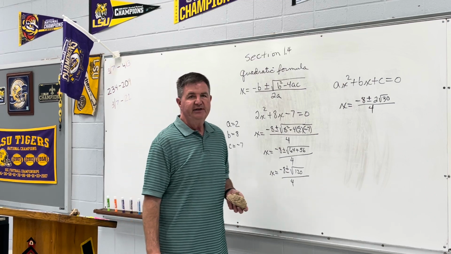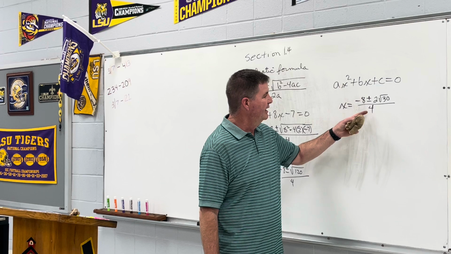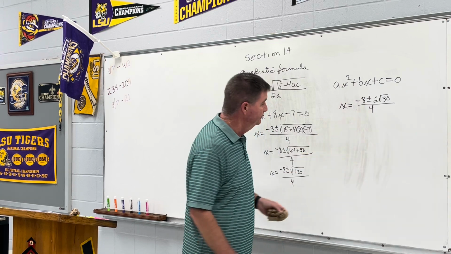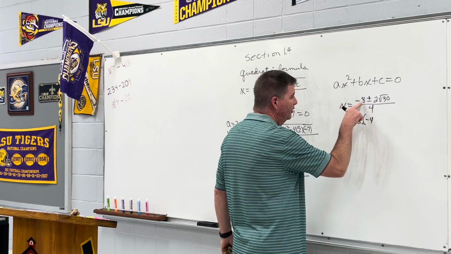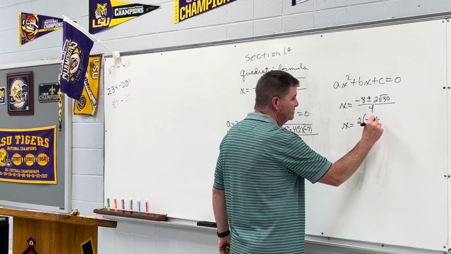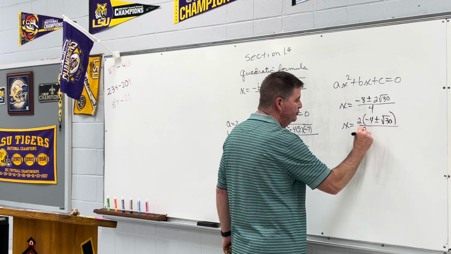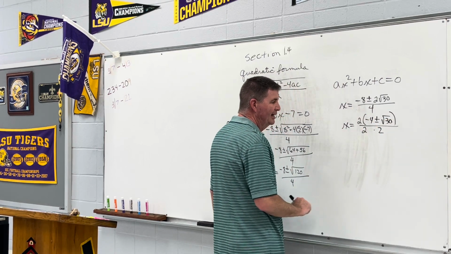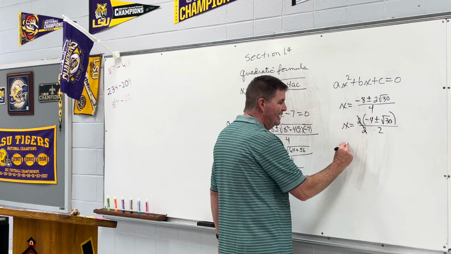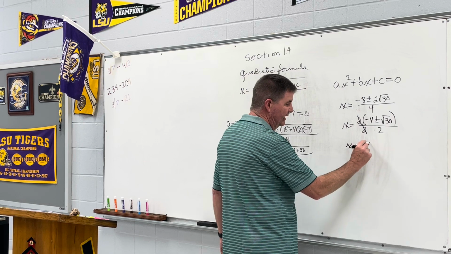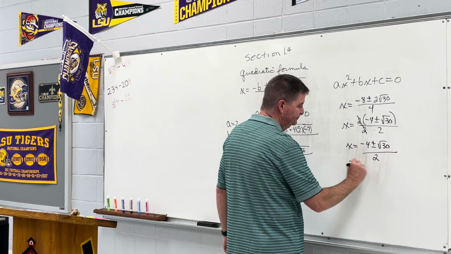That would almost be good enough except for the fact that on the top I can factor out a 2 and on the bottom I can factor out a 2. So if I factor out a 2, I got negative 4 plus or minus, factor a 2 out, I'm left with square root of 30 over 2 times 2 to give me 4. The reason I did that is because now I have a 2 on the top and a 2 on the bottom to cancel. And that leaves me my final answer, which is negative 4 plus or minus the square root of 30 over 2.